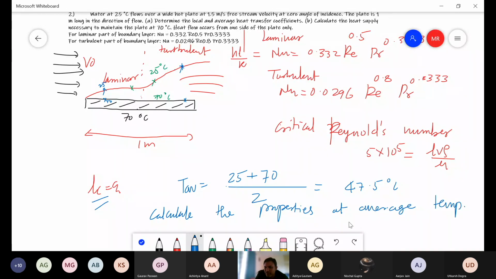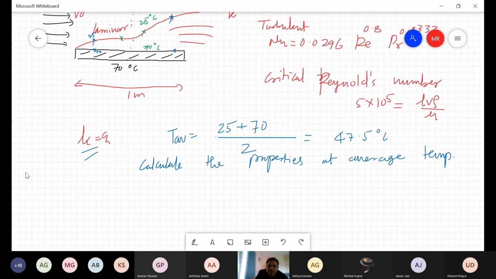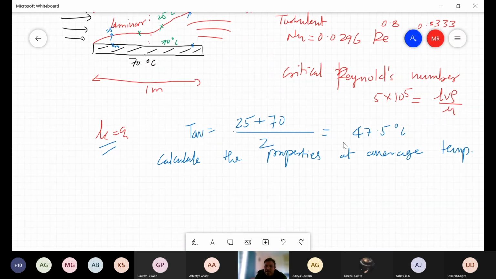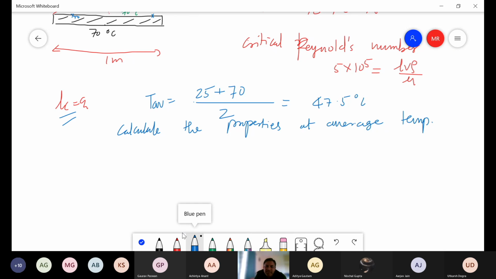Now in this case, once we have obtained this average temperature, you can go back and see the backside tables of the book, and you can find out the properties of water. Remember, in this case, water has been given. So properties of water and air are already given in the tables at the back of the book. So you can look at those tables and find out the properties at this average temperature.